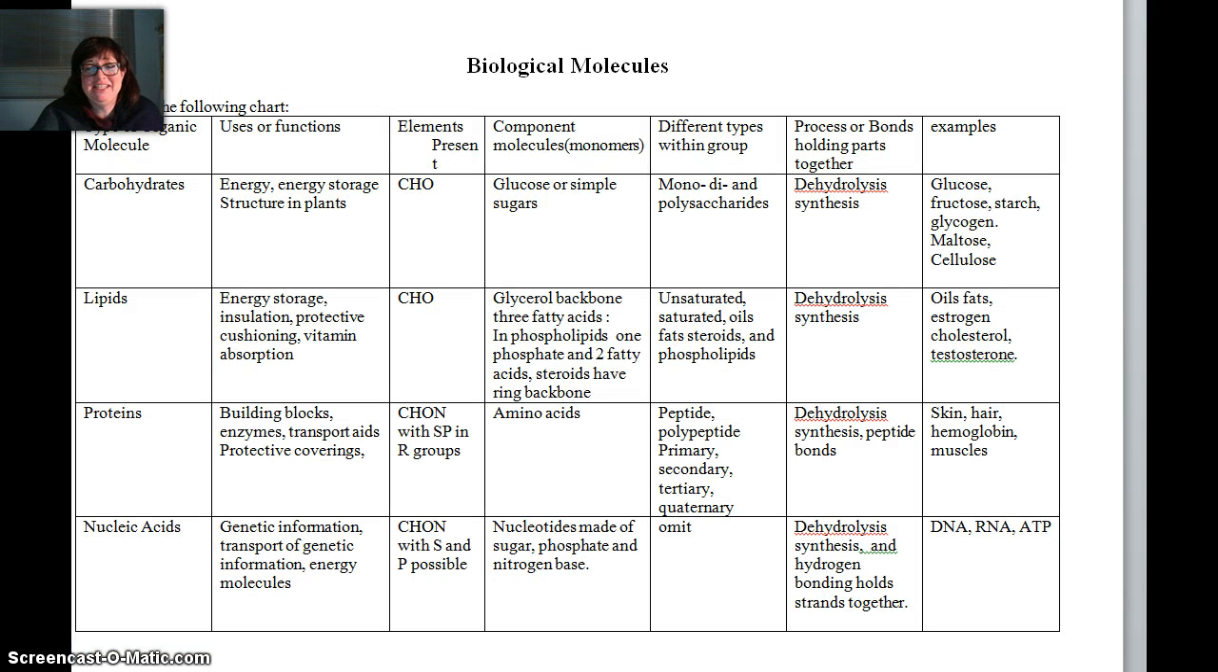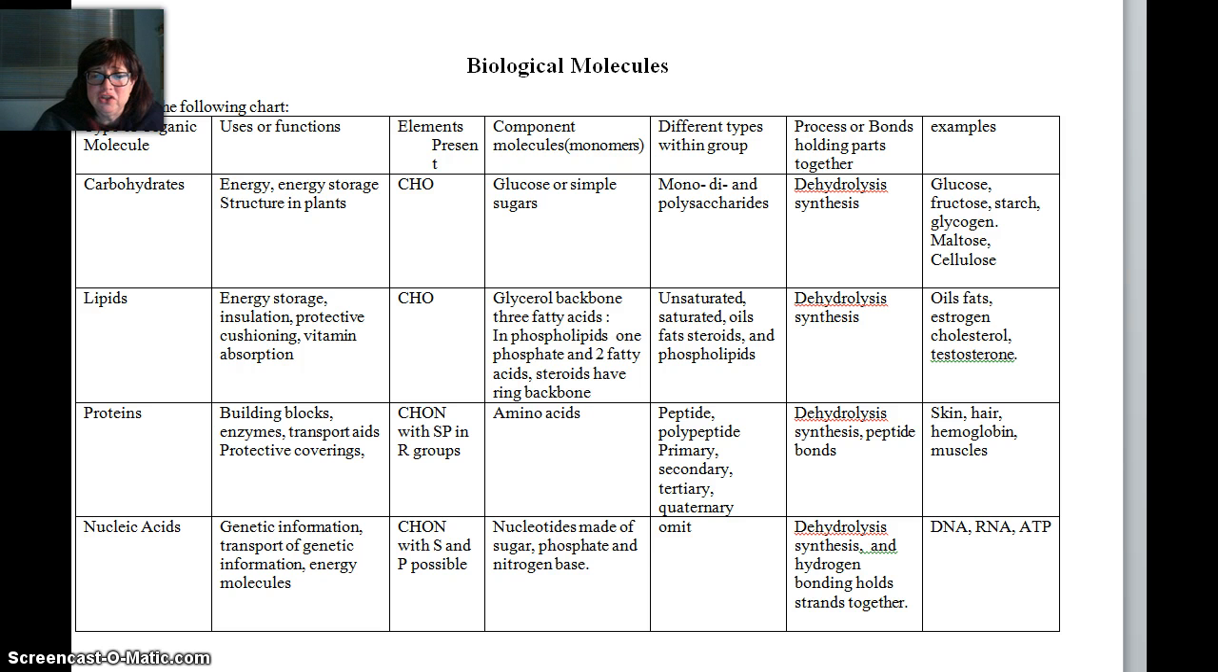Okay, here is a summary of your biological molecules. Carbohydrates are used for energy. What I want you to realize is that all biological molecules have carbon, hydrogen, and oxygen in them. When you get to a protein, you have that nitrogen group, and then you also have your R groups, and the R groups have phosphate and sulfur in them.